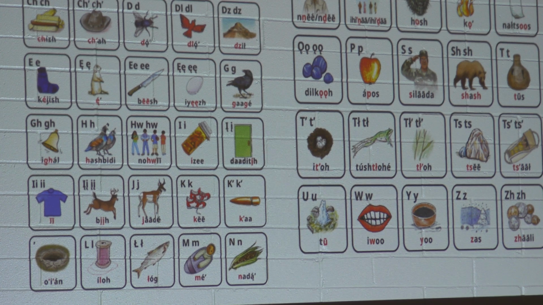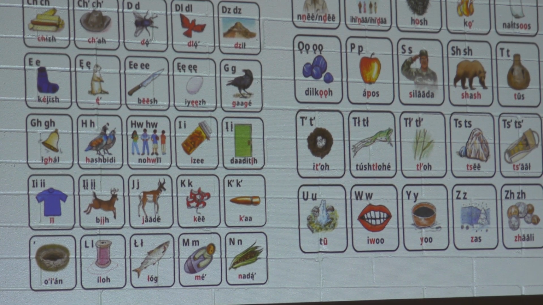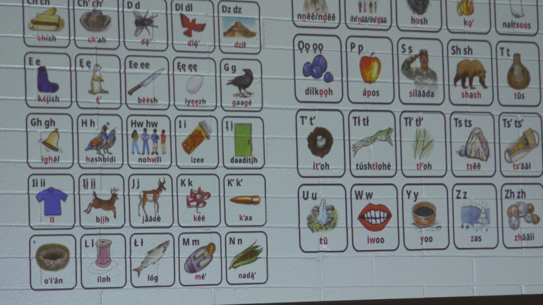Then you have the E with nasalization underneath, the little hooks. That's a deer. Then you have the sound for a J, kind of like the English J, jade, that's an antelope. Then you have the K sound, as in care, meaning shoes. Then you have the sound with a little apostrophe, that's for a bullet or an arrow, ka.